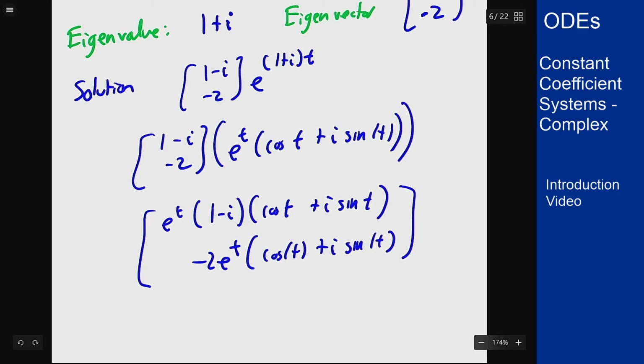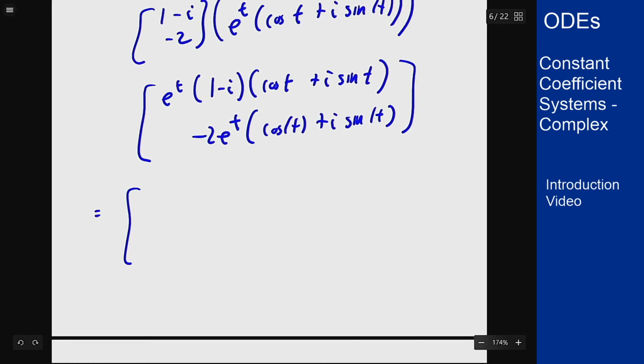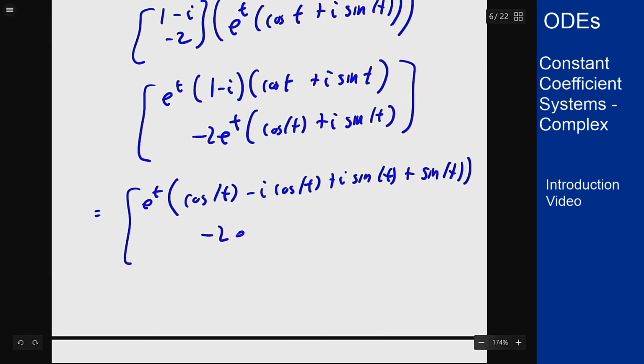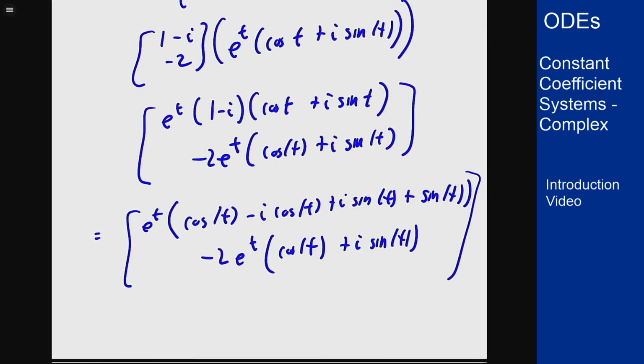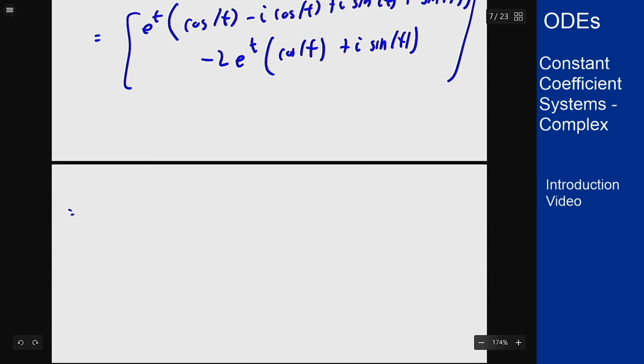Now I want to expand out this top term here, e to the t times cosine of t minus i cosine of t plus i sine of t, and then I have minus i squared, so a plus sine of t, and negative 2 e to the t, cosine of t plus i sine of t. And now I want to split this into real and imaginary parts. So I want to write this now as some vector containing all the real parts plus i times the vector containing all the imaginary parts.